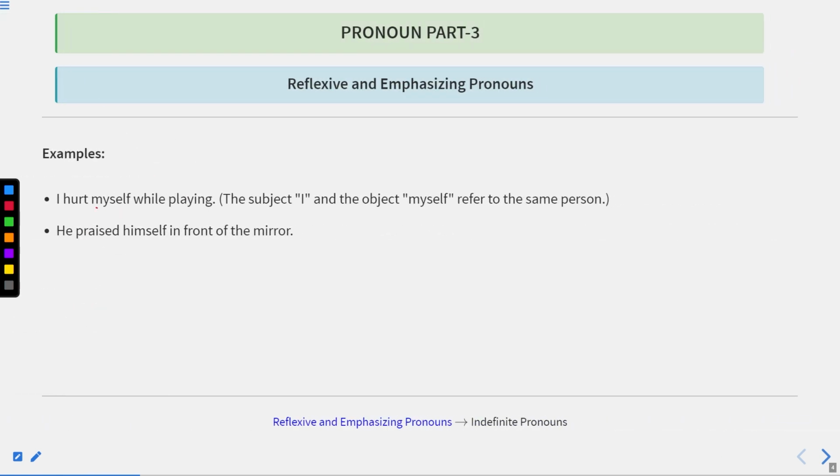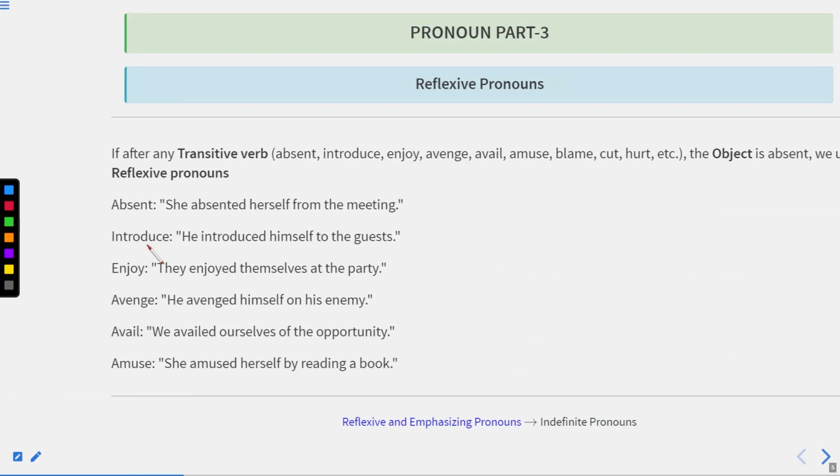Examples are: I hurt myself while playing. Now the subject is I and the object is myself, and they refer to the same person. So both of these persons are the same: one who has hurt and one who was hurt. If I say he praised himself, it means he did not praise anyone else. In fact, he praised only himself. So himself and he are both the same person.